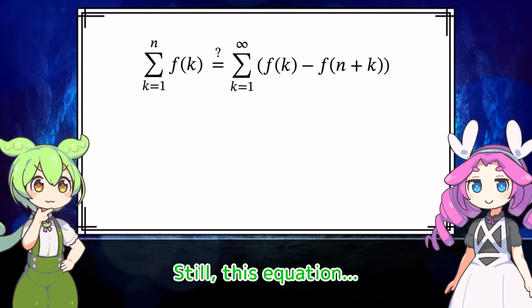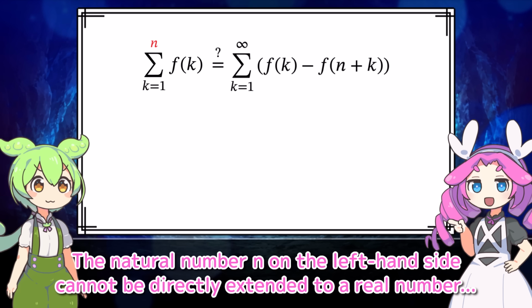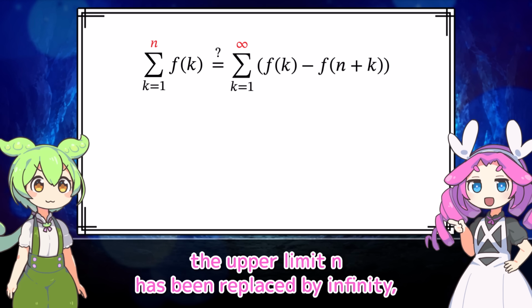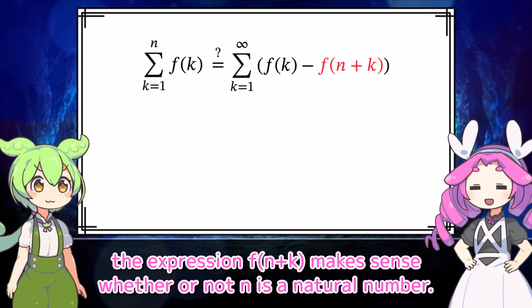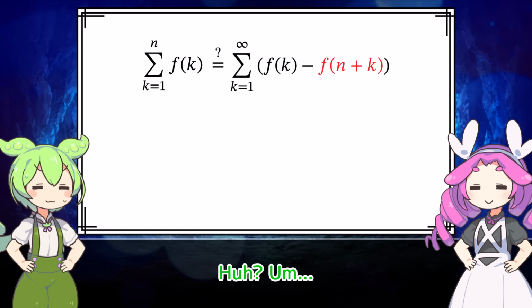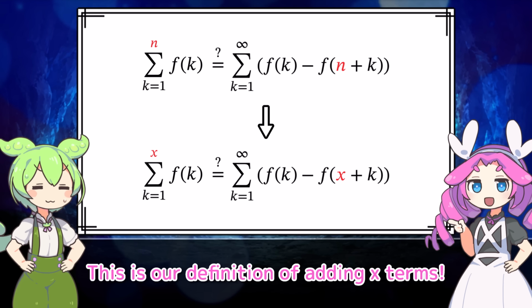Still, this equation? It looks cool, but what is it useful for? Look carefully, Zundamon. The natural number n on the left-hand side cannot be directly extended to a real number. But on the right-hand side, the upper limit n has been replaced by infinity, and instead, n appears here. Now we can naturally extend n to a real number. Since f is a function, the expression f of n plus k makes sense whether or not n is a natural number. Huh? So let's boldly replace the natural number n with the real number x. This is our definition of adding x terms.